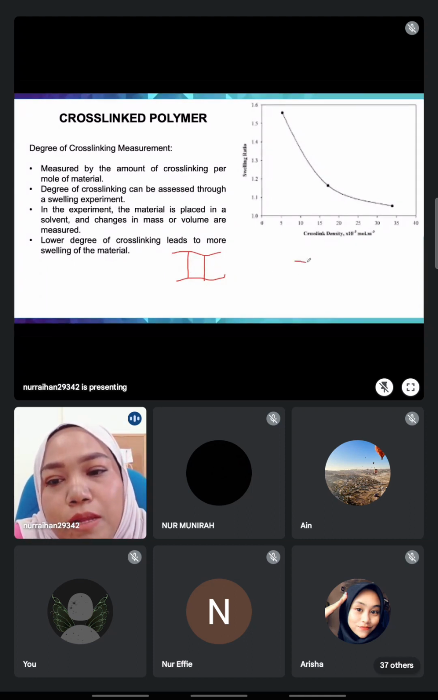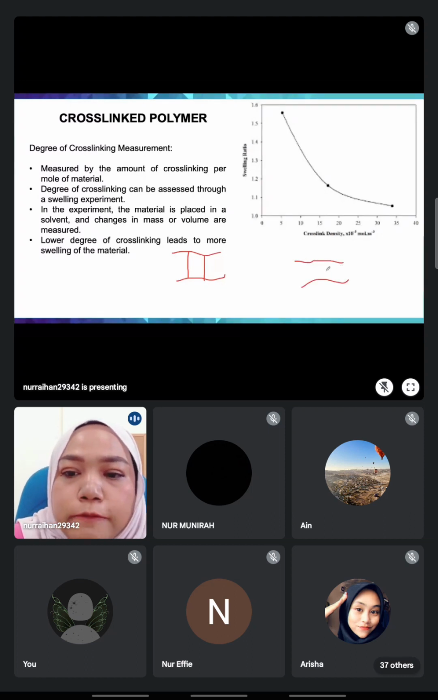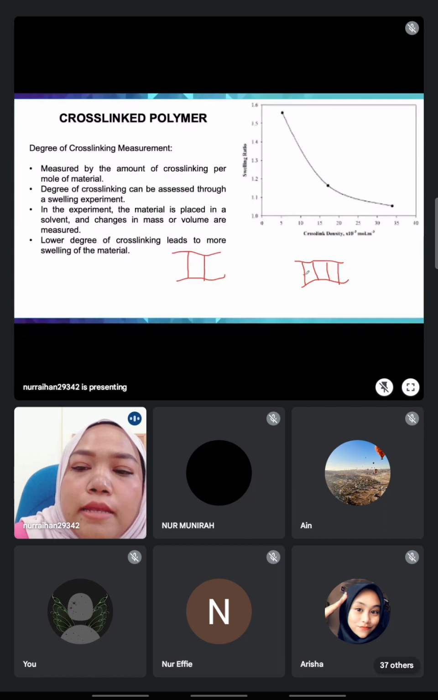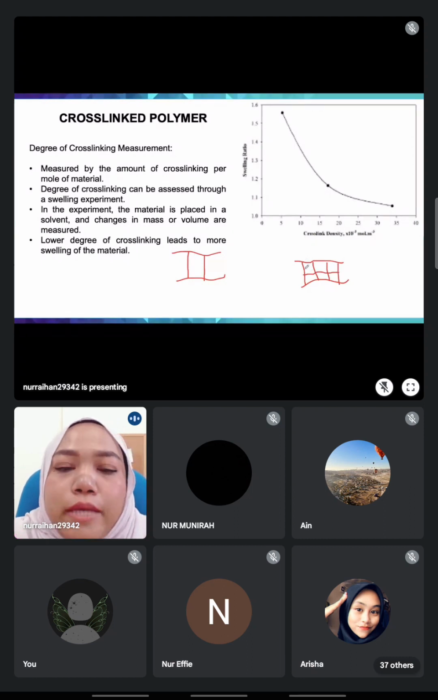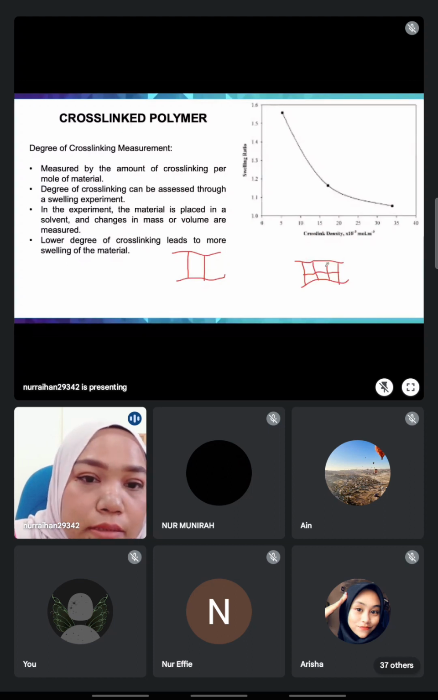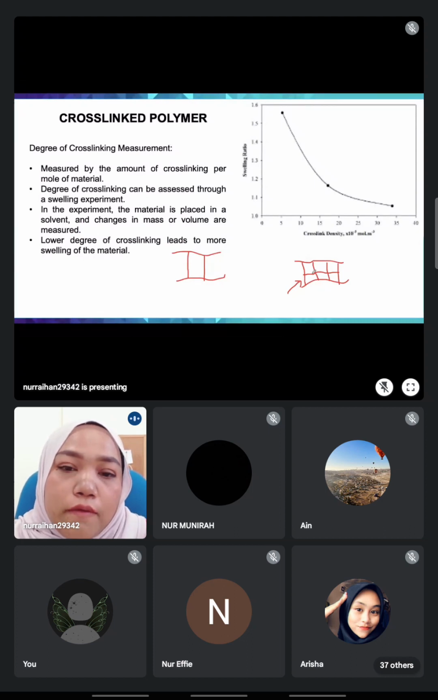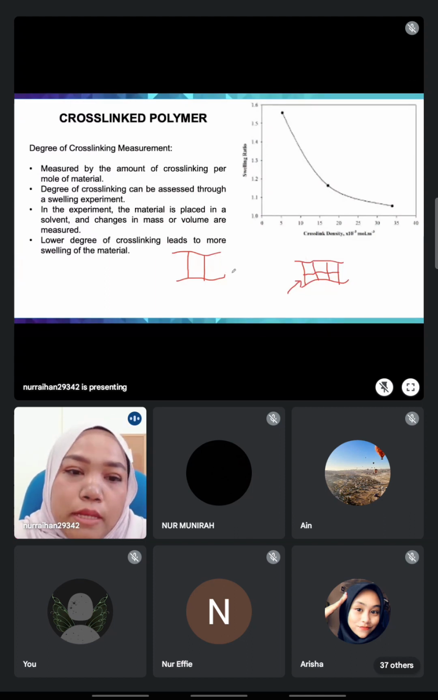Okay. But when your polymer is heavily cross-linked, sebagai contohnya, bila kita ada polymer network, kalau heavy cross-link, dia represent macam ni, okay. And then they form the network. So you can see the space is limited. So when they absorb the water, water goes into this empty space, and this empty space is actually already dense, they already have a lot of cross-link points. So when water is absorbed, they can only absorb a very small water content, compared to a slightly cross-linked polymer.